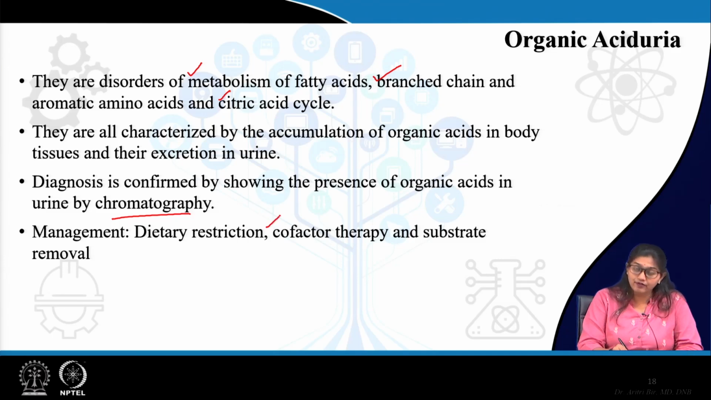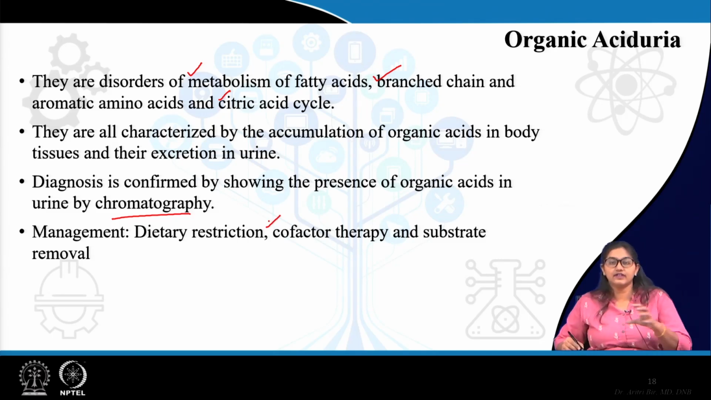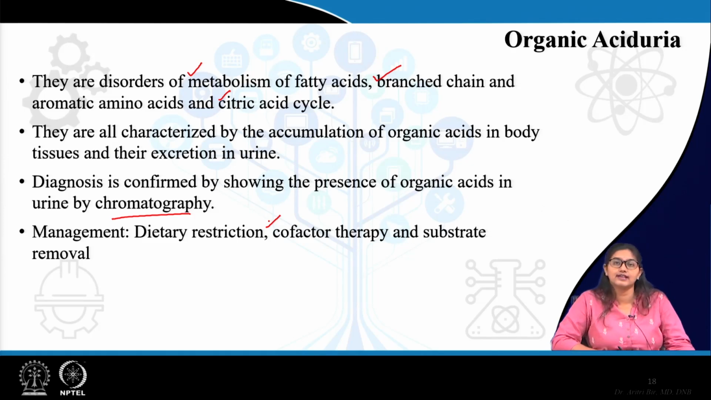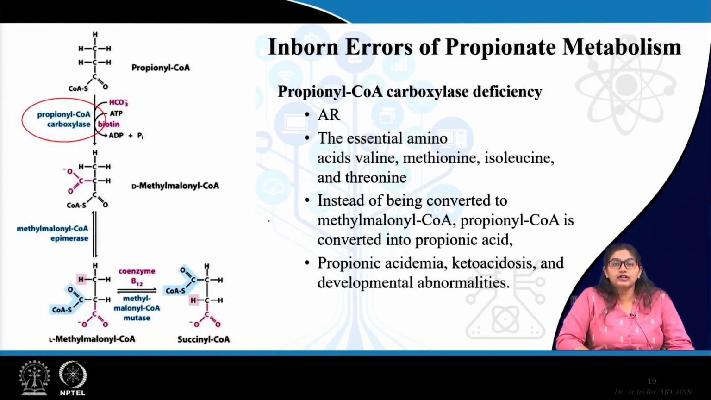Along with that, few cofactor deficiencies, the enzymes of beta oxidation, their cofactor can be deficient. So, those cofactors can be supplemented in diet, that can be helpful for management of organic acidurias. Now, what are those organic acidurias? So, the organic aciduria can be related to propionate, propionyl coenzyme A or propionate metabolism.